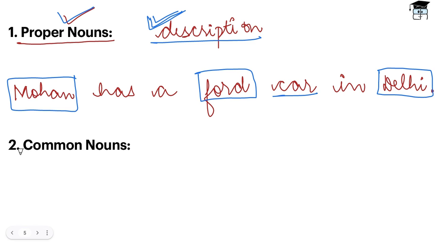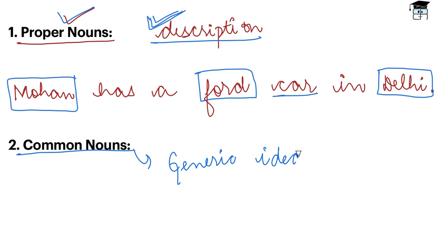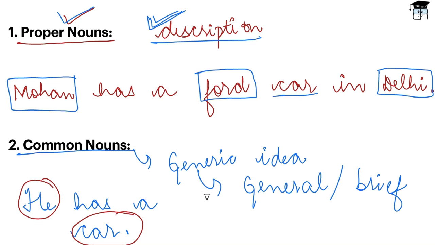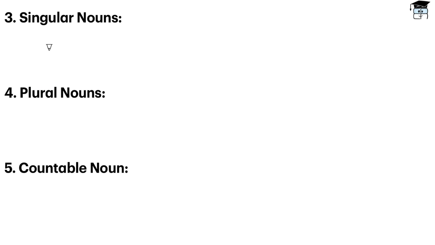Now the opposite of these proper nouns are common nouns. These kind of nouns provide a generic idea. Generic idea means a very general, a very brief idea of the people, places and ideas and objects. Right? There is no description provided. For example, if I have to write, he has a car. Now in this sentence, he and car are not providing me any description. That means these are common nouns. Clear? Okay, moving on to the next category, singular nouns.